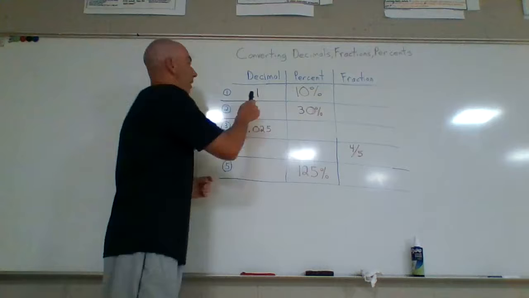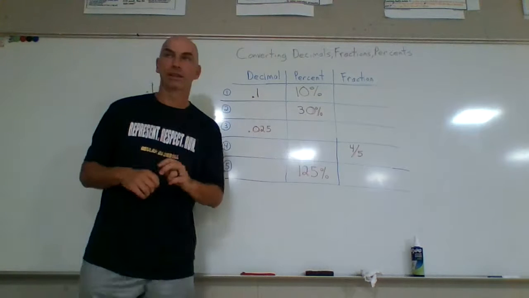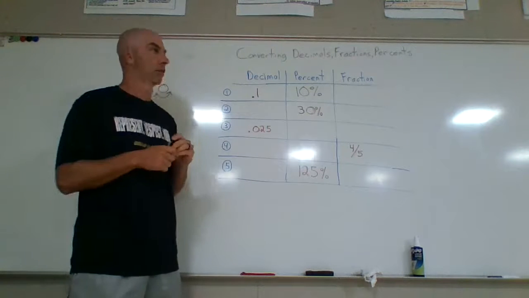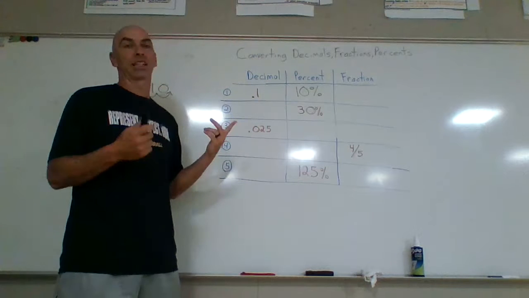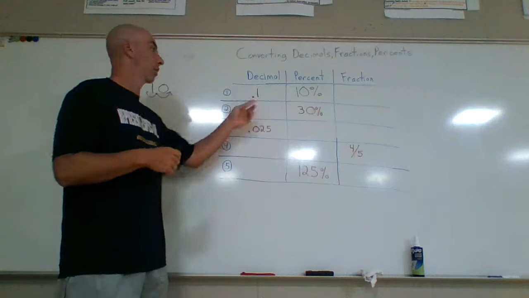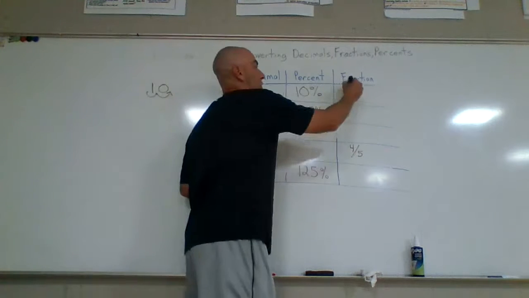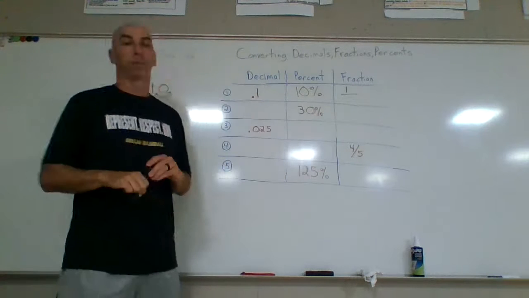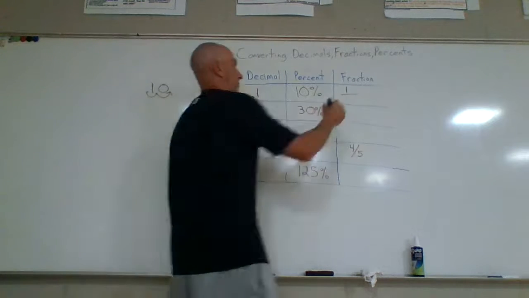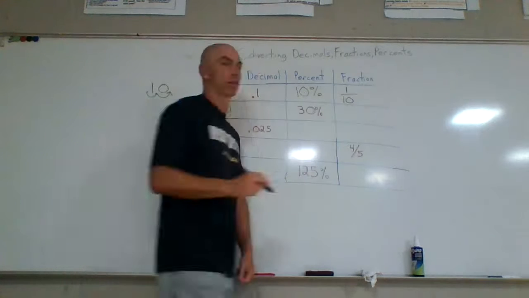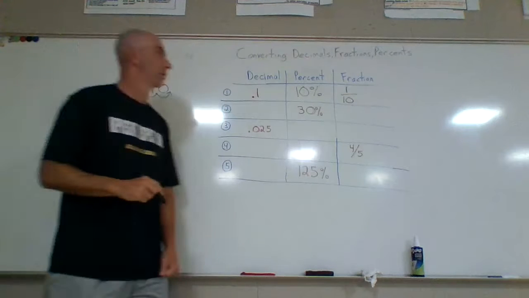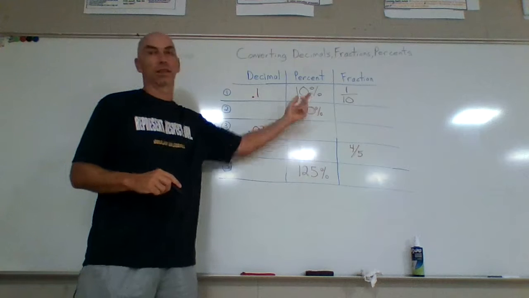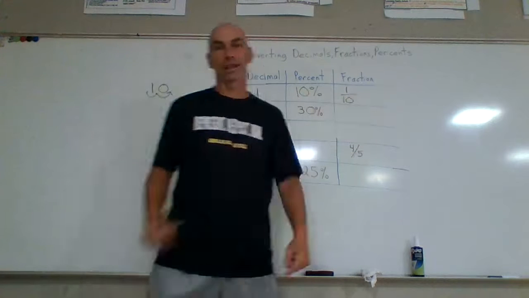What place value is the last number in? We already said it, it's in the tenths place. So what number is that? It's 1. That's your numerator. What place value is it in? Tenths place. So it's 1/10. So 0.1 in decimal form is equivalent to 10%, and it's equivalent to 1/10.